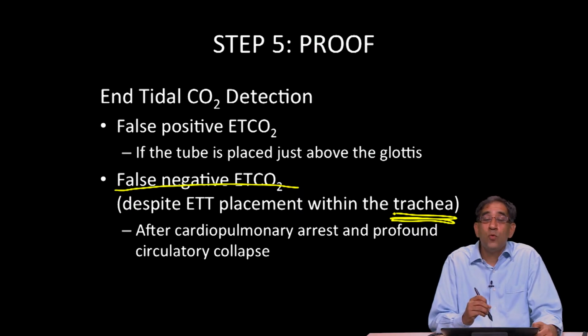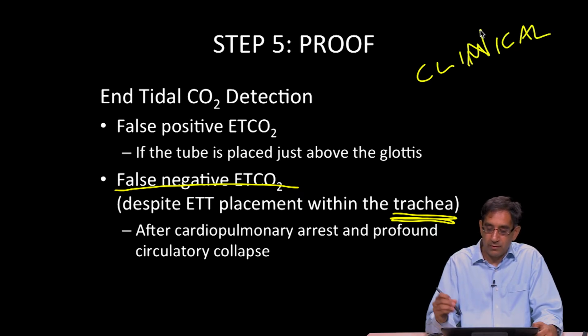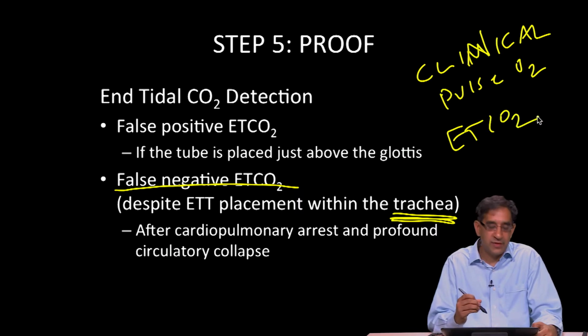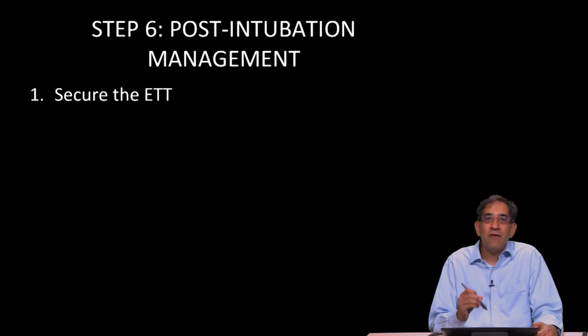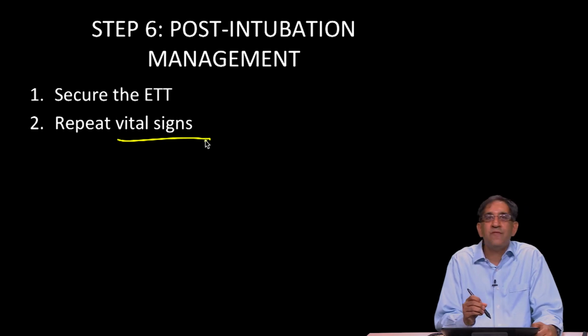So the reality is you want to use all 3 approaches. Clinical signs, you want to use pulse oximetry, and finally, end-tidal CO2 detection. All 3 of these methods in each and every patient. Once you have proved that the endotracheal tube is in the right spot, you want to secure the endotracheal tube with tape or a commercial device. Repeat the vital signs. This is very, very important.